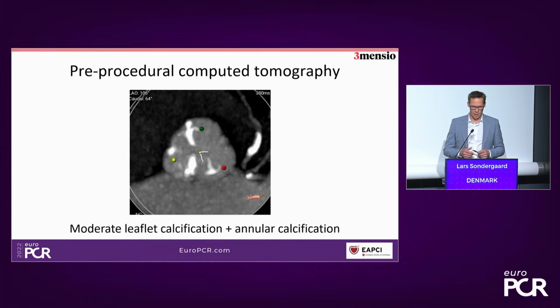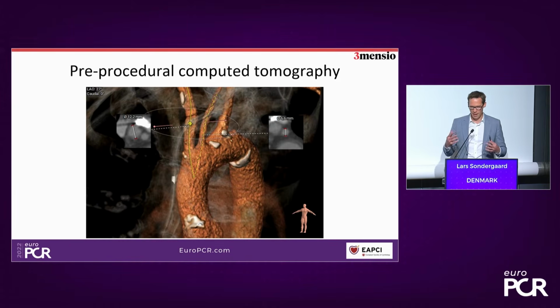Pre-procedural understanding of where that calcium is and indeed quantification, which on the newer update from Tremensio is now automated. In this case, we see moderate leaflet calcification with a small amount of annular calcification. And so a good anatomy for most transcatheter heart valve devices.